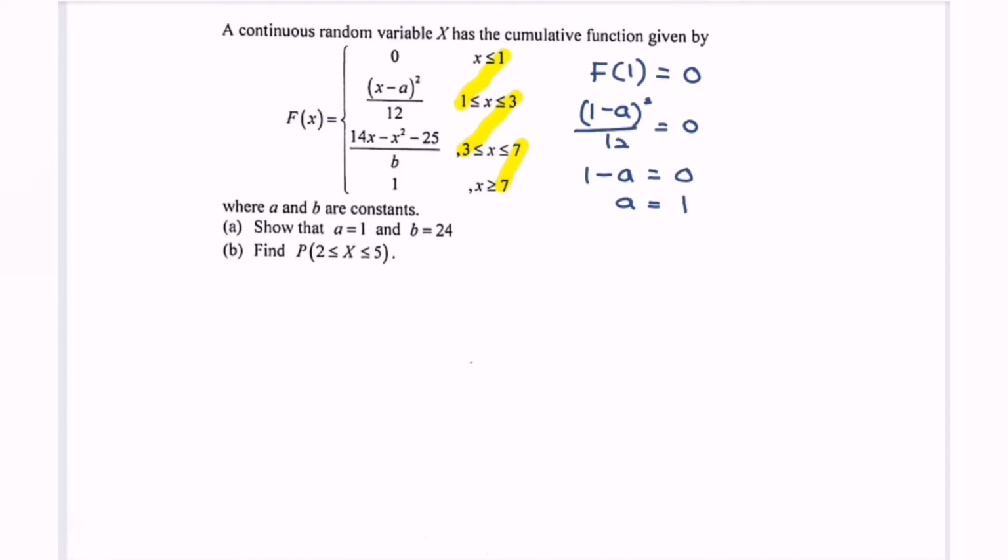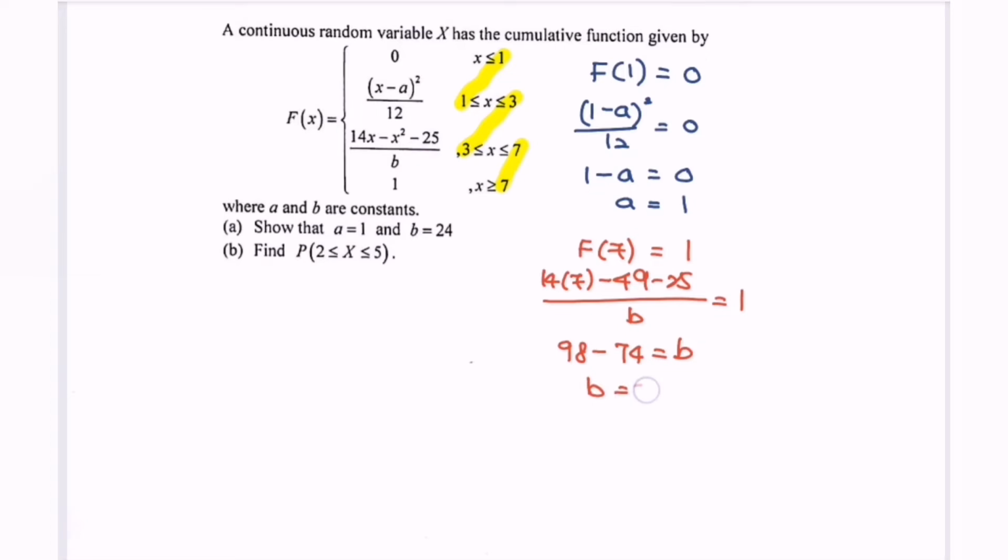Next, we have the second part. In order to find the b, we can make use of the situation where we have f7, which is equal to 1. At the same time, f7 we may refer to the third function, where we have 14 multiplied with the 7 minus 49 minus 25 over b, which is equal to 1. So kindly cross multiply, where we will have 98 minus 74, which is equal to b. So in here, b is equal to 24. So we already show the situation where a is equal to 1 and b is equal to 24.